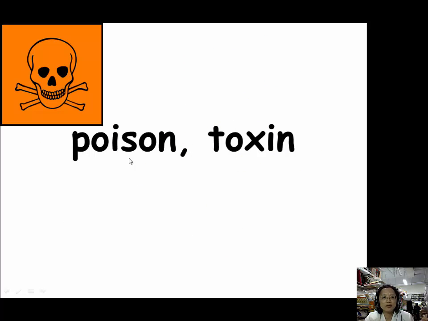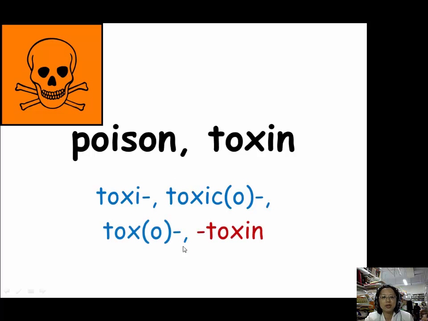Let's review what we've learned. For poison or toxin, we could use toxi, T-O-X-I, toxico, T-O-X-I-C-O, toxo, T-O-X-O, or toxin, T-O-X-I-N. And remember, this toxin, actually, is not officially a suffix, but it has been used a lot.